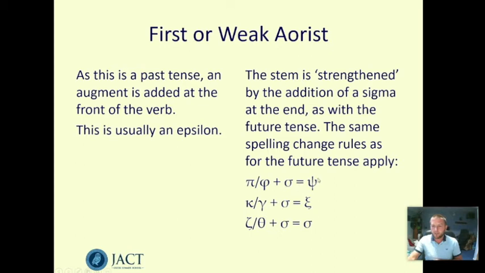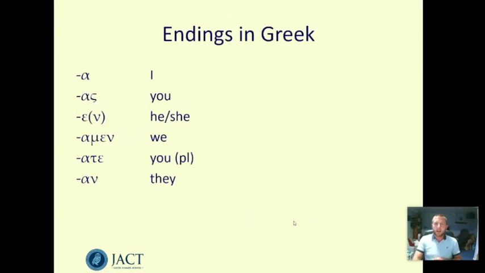So pi or phi plus sigma becomes psi, kappa or gamma plus sigma turns into a xi, and zeta or theta followed by a sigma tends to turn into a sigma. There are a few verbs that don't do that.